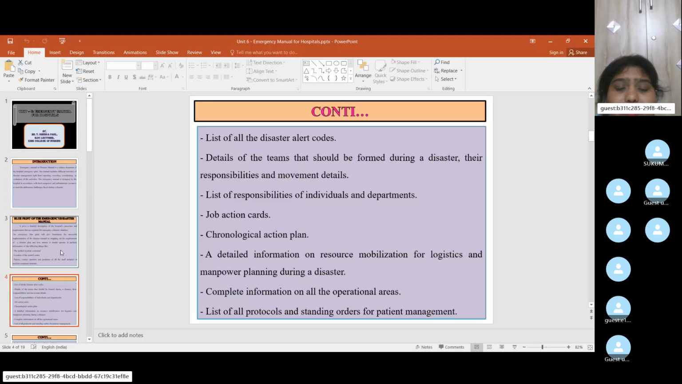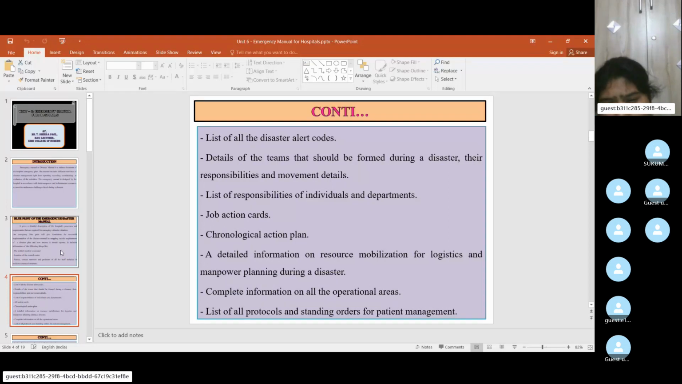Then detailed information on resource mobilization for logistics and manpower planning during a disaster means making sure that the equipment is ready beforehand, that you have all the facilities that will help in transferring patients in and out, and that you have adequate manpower to support the victims of the disaster. Complete information on all the operational areas means all the functioning units should be ready to take charge.